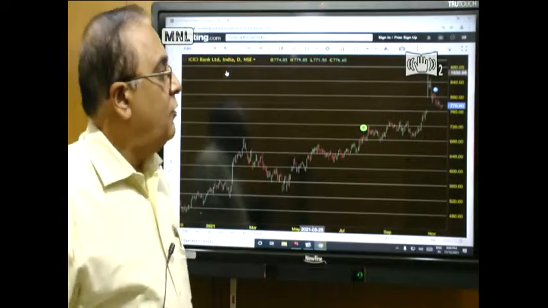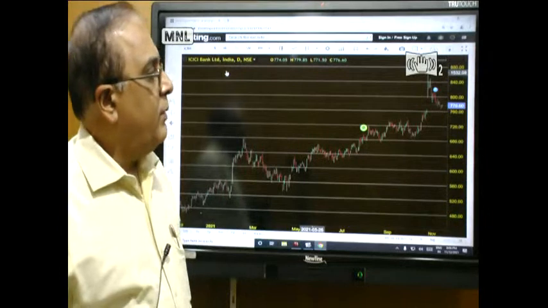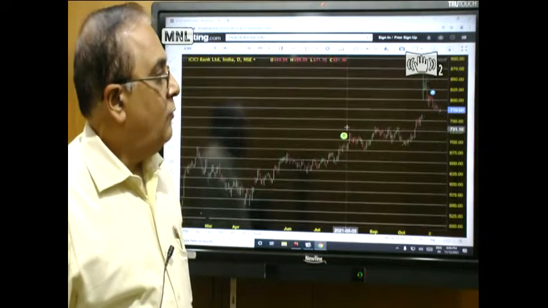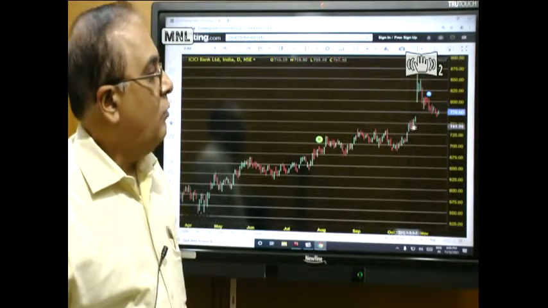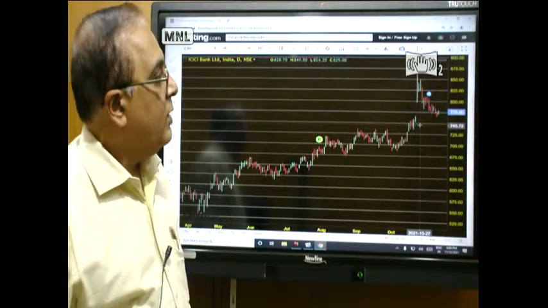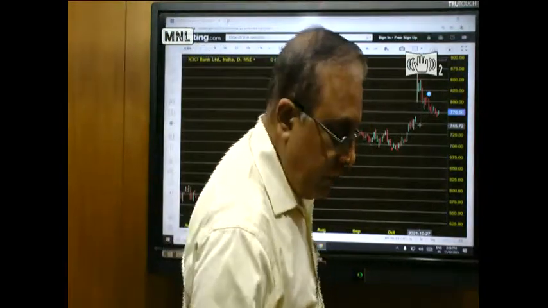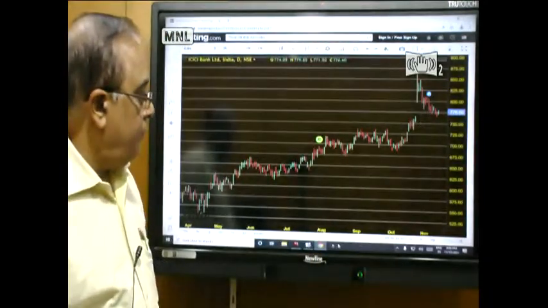So ICICI now has come down. Let's, in this particular case, probably use the absolute numbers. Absolute numbers we'll use on the close basis now and see what happens. This is on 841, right? So 841 is the one, so 841 into 0.945.